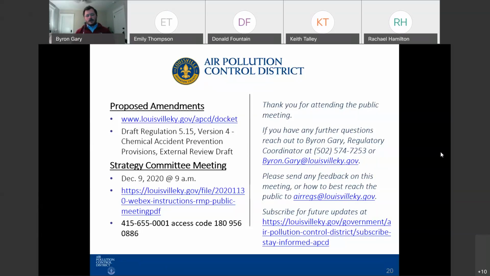There's a link at the bottom to subscribe for future updates by email, and there's also a link for the docket, that's louisvilleky.gov/APCD/docket, where this action, as well as a number of other proposed actions at the moment, are posted. And you can see the draft amendments. They are highlighted with underlines and strikeouts showing the various provisions that we changed. There's also a preliminary regulatory impact assessment, or PRIA, that explains the thinking and changes a little bit further, as well as a brief fact sheet. There is also a link on this final slide to the instructions for joining that strategy committee meeting next week.